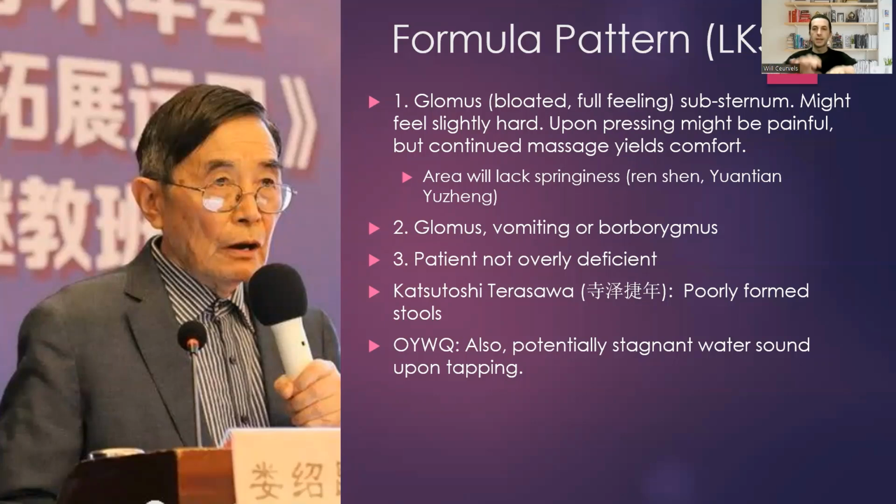Now, so that's the first thing. This Glomus is sort of number one. Now, on top of that, there's sort of like a big three for Banxia Xiexin Tang. That would be Glomus, vomiting or nausea, or borborygmus, so that sort of gurgling in the stomach. So all three of these are what you call the big three of Banxia Xiexin Tang among Kampo practitioners, and it's been embraced also by Jingfang practitioners in China.